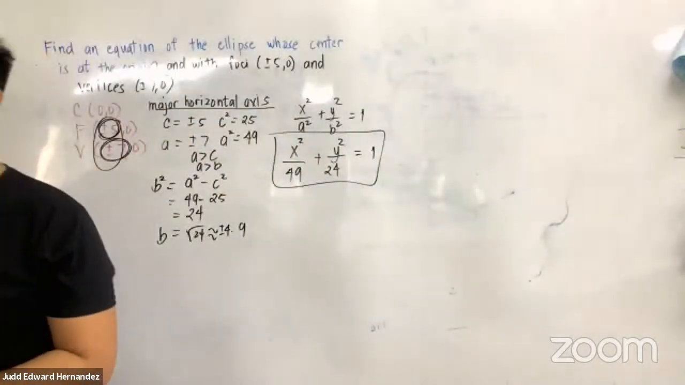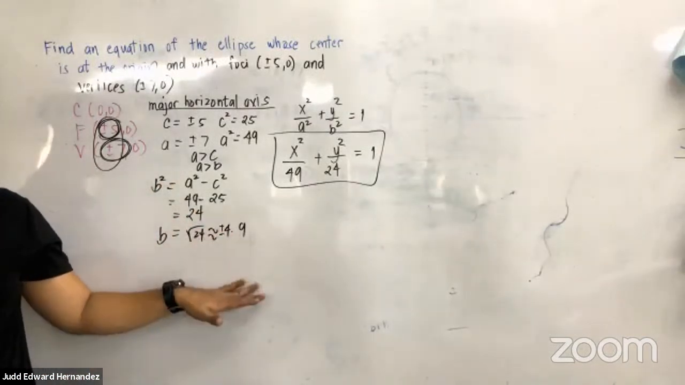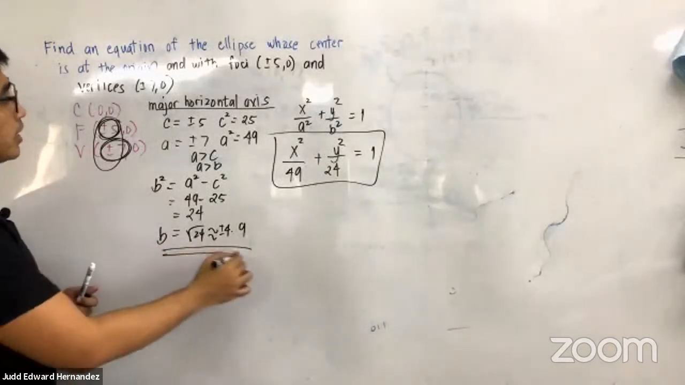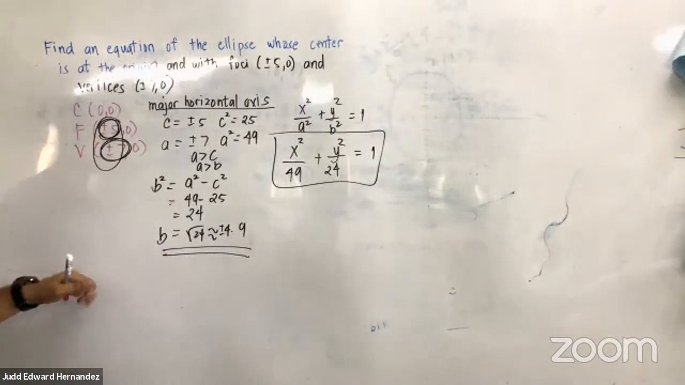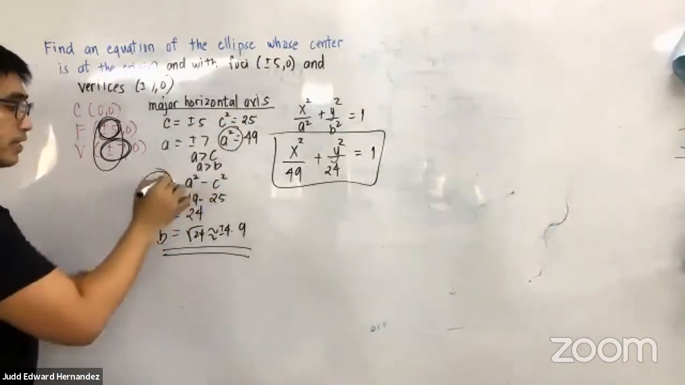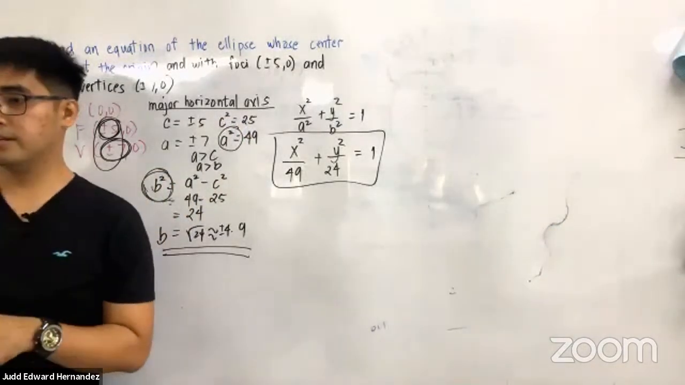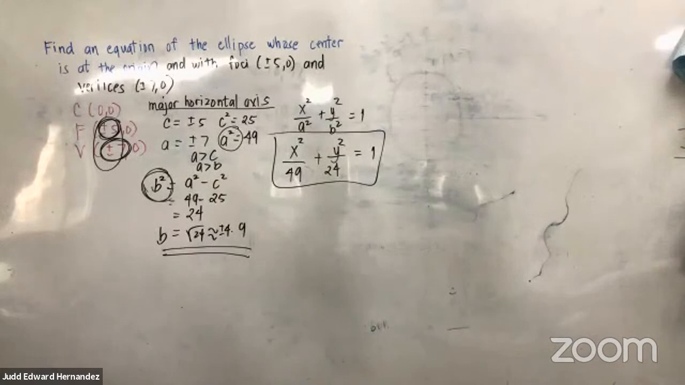Questions? Okay, so kung ganito lang yung tanong, madali lang naman siyang sagutin kasi actually hindi na nga din natin kailangan kuhanin si B dahil ang hinahanap lang naman sa atin is the equation. So kung hinahanap sa atin is yung equation, ang kailangan lang natin is A squared and B squared. Questions? Okay, maliwanag? Liwanag. Okay, thank you.